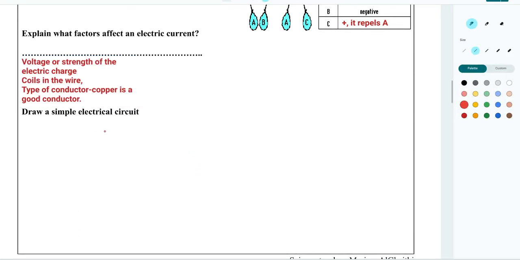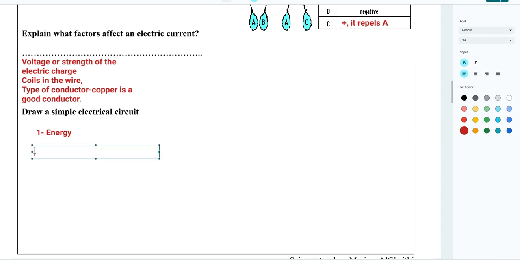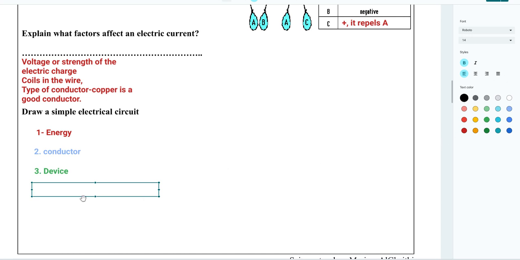Let's draw a simple circuit. First, let's list the parts of a circuit. One, we know we need energy. We know we need a conductor. And we also need a device. And lastly, we can utilize a switch.